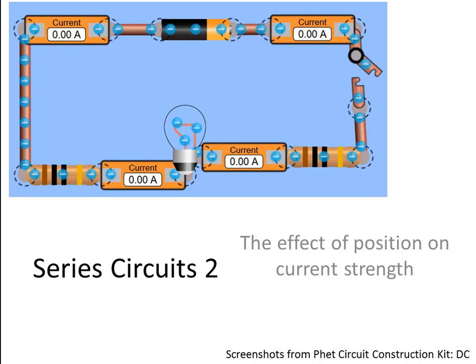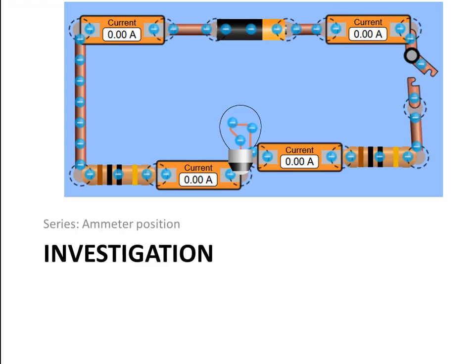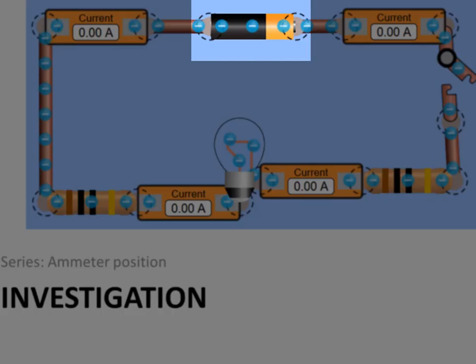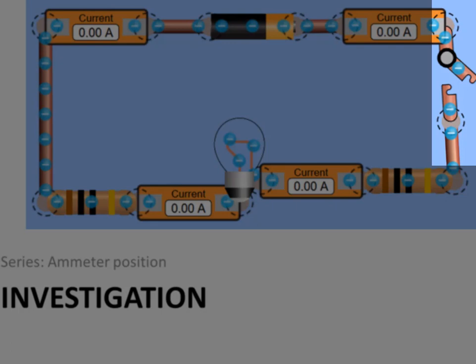Let's investigate the effect of position on current strength in a series circuit. So we want to build this circuit. Notice that we have a battery. There's its positive terminal connected to an ammeter, which measures current strength. We have an open switch here.